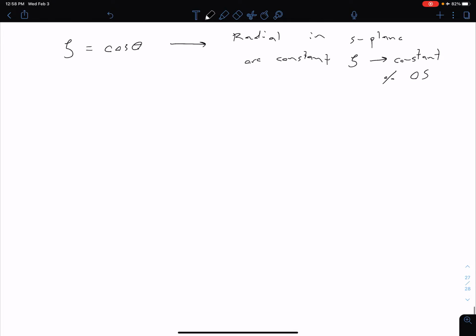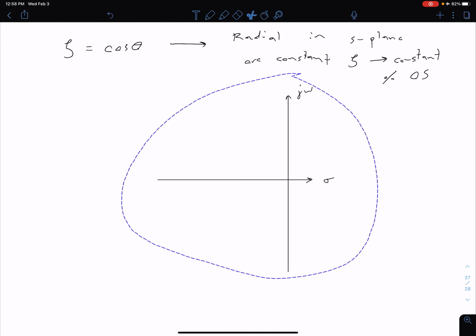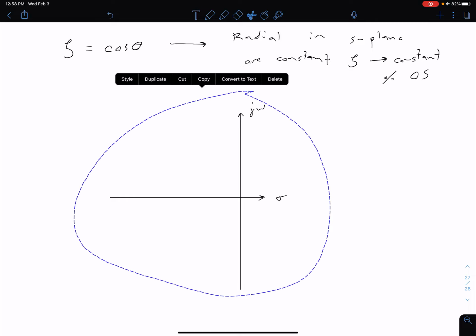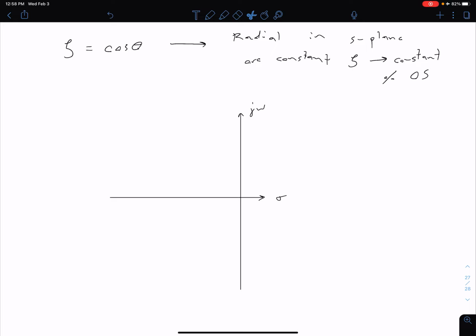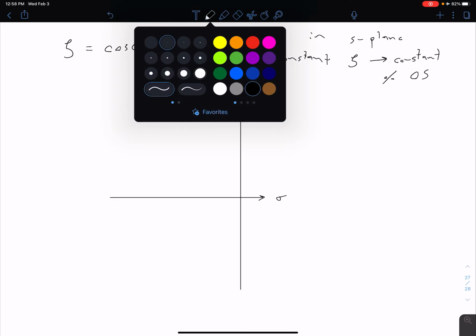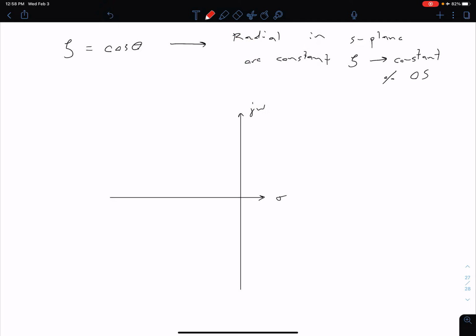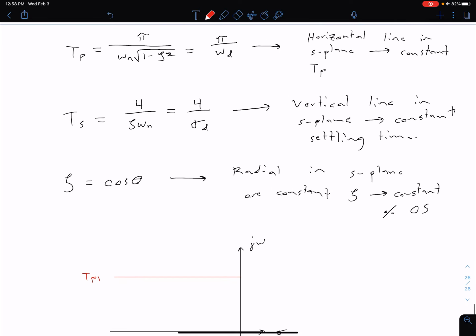So what we can do now is draw another s-plane here, and let's draw a couple different cases for different TPs, different TSs, and different percent overshoots and see how they change as we move in different directions. So let's do red. Let's say we have some horizontal line here that corresponds to some TP1. So this is our TP1. And so remember, horizontal lines correspond to constant TP.